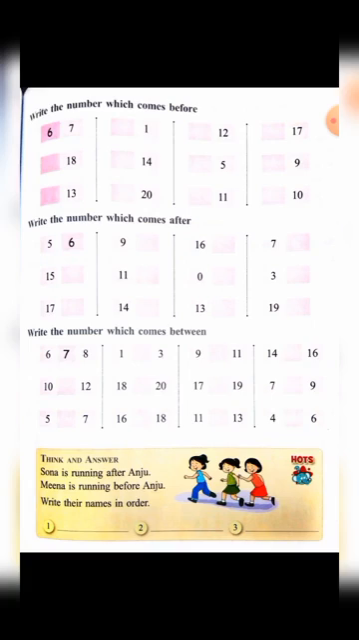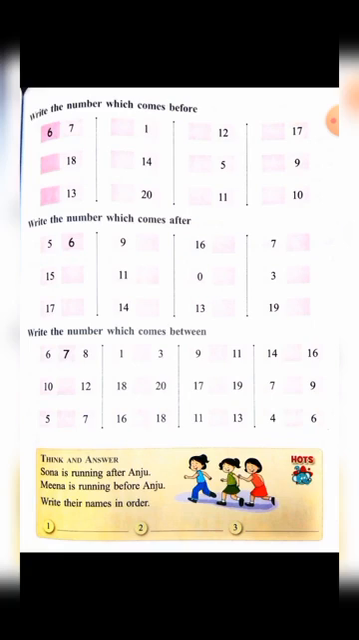Then write the number which comes after. 5. After 5, 6. Next, 15. After 15, 16. Then 17. After 17 we should write 18. Then 9. After 9, 10. Like this you should write all these numbers.